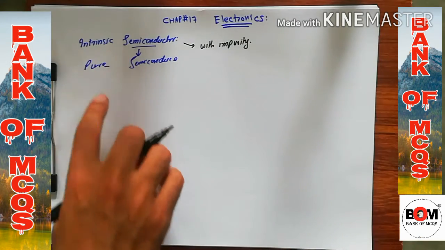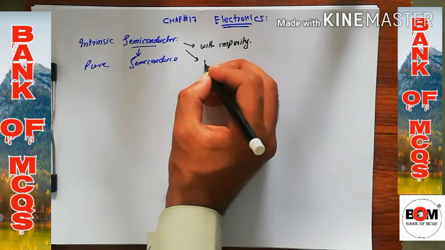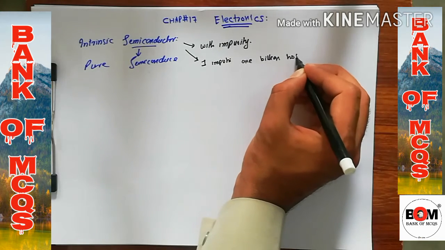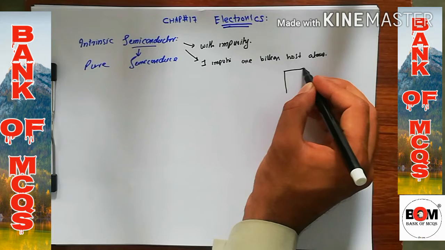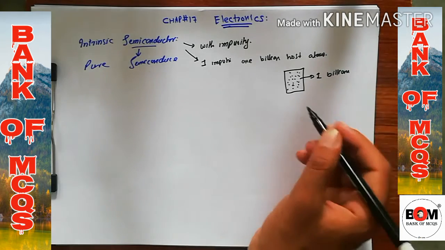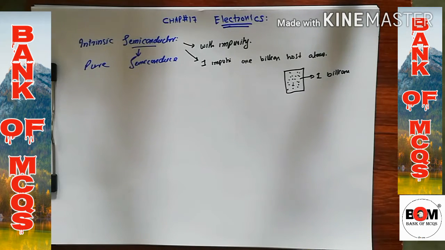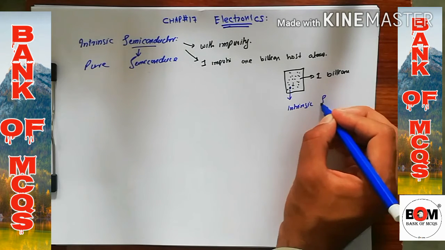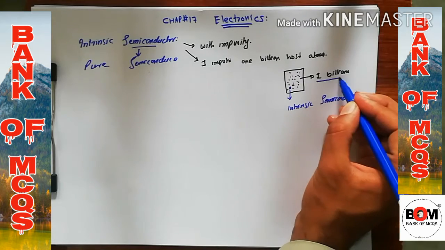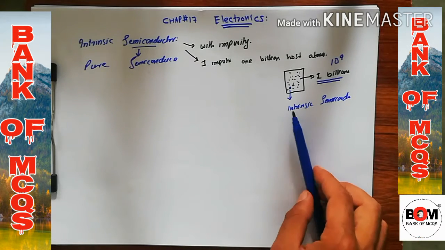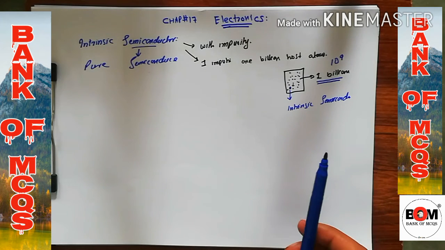So when will a semiconductor be called intrinsic? If it contains one impurity in 1 billion atoms. 1 billion what atoms? 1 billion host atoms. If this is a semiconductor and it contains 1 billion atoms, and there is one impurity, impurity meaning an atom other than the semiconductor atom, then we can call it an intrinsic semiconductor. Only in that case, if the host atoms or semiconductor atoms are 1 billion, that is equal to 10 to the power 9. This is a very large number, so normally it is not possible that the number of impurities is just 1. So actually we have very little intrinsic semiconductor.